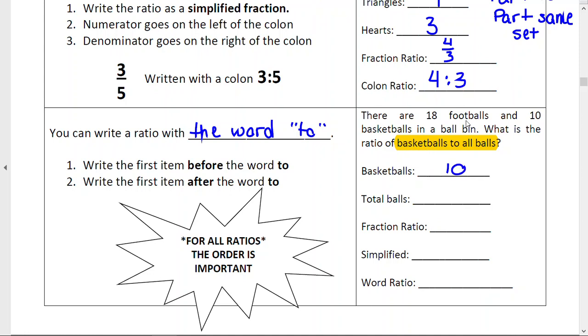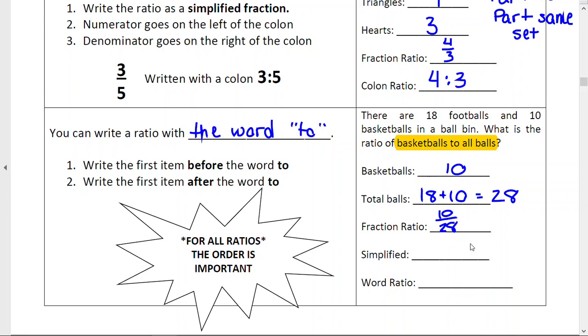A lot of people will put footballs first because they read the problem and they don't read what the question's looking for. The total balls in the ball bin is going to be taking the footballs and the basketballs and putting them together. So I'm going to take 18 plus 10, and that gives me 28 total that are in the ball bin. And I need a fraction ratio, so I'm doing basketballs to all of the balls.